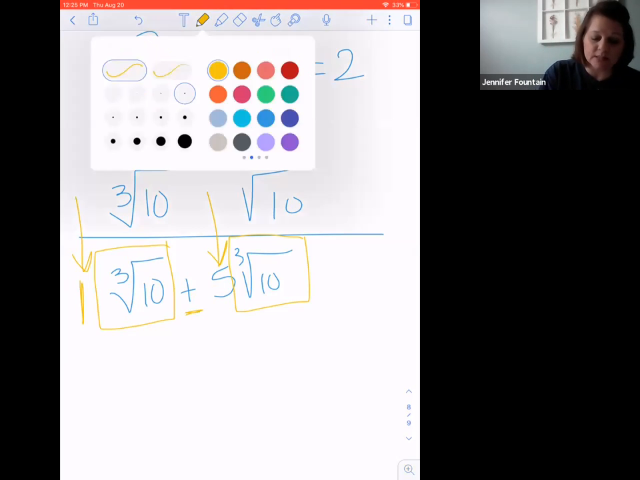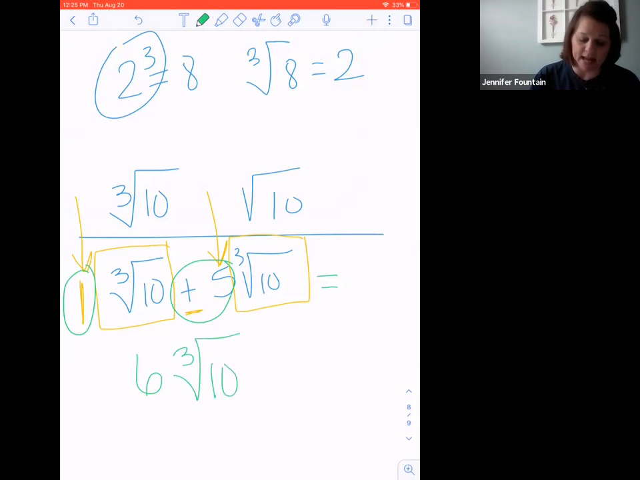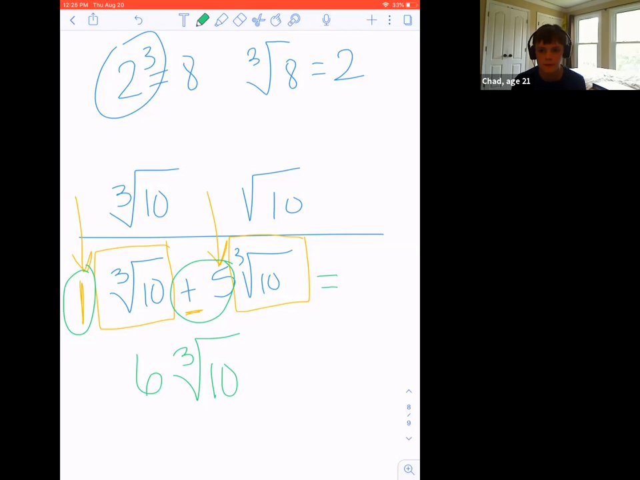So now I'm going to add 1 plus 5. I only add the whole numbers. So 1 plus 5 is 6. Then I keep the index and radical the same. I don't do anything to it. I keep it exactly the same as it is. As long as the index and radical are the same, it's going to be the same in the answer. Does that help? Yes. Awesome.